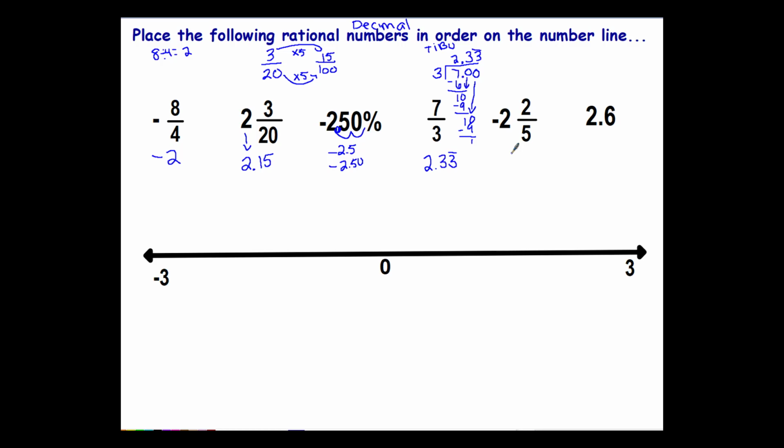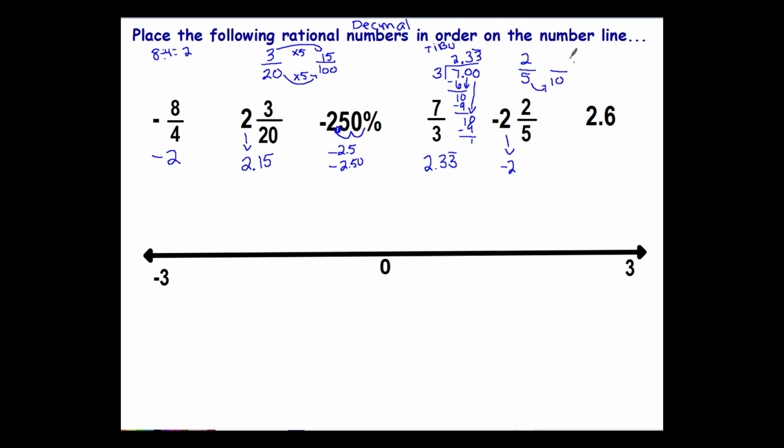Okay. 2 and 2/5. Okay, I know my whole number is going to stay the same. 2/5 is the only thing that I need to convert into a decimal. So again, I could divide it, I could TIBO it, but because my denominator is such an easy number, I can easily convert that into a 10.